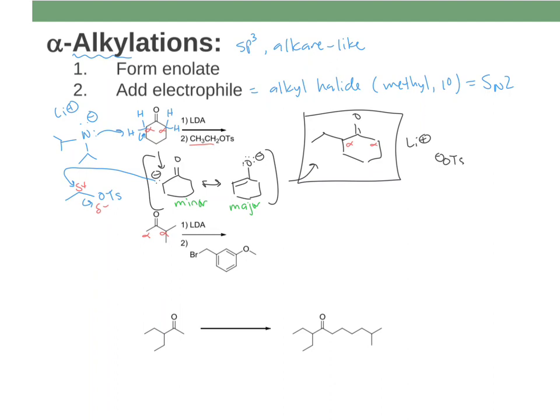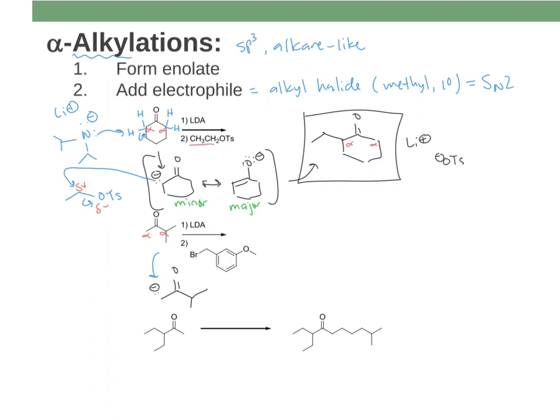If I have a giant base like LDA, is it going to go to that tertiary carbon on the right-hand side that's more crowded, or is it going to go to the primary carbon on the left-hand side where there's more space? And the answer is that the LDA is definitely going to pluck off the hydrogen on the left-hand side because there's more space. So you're going to get the enolate where you form the negative on the left-hand side of that carbonyl.